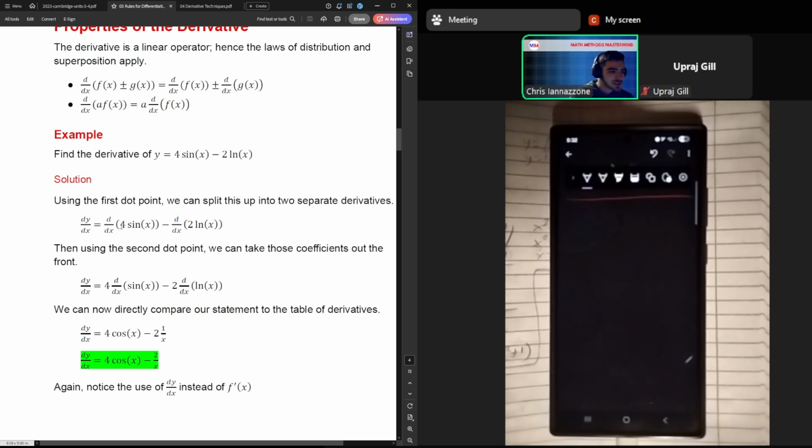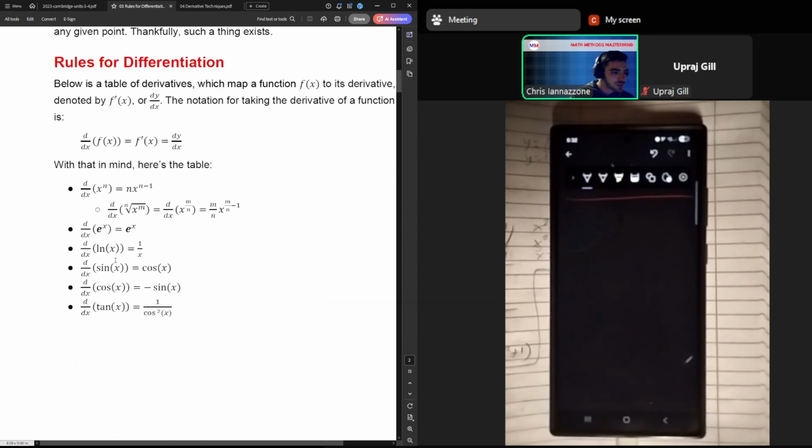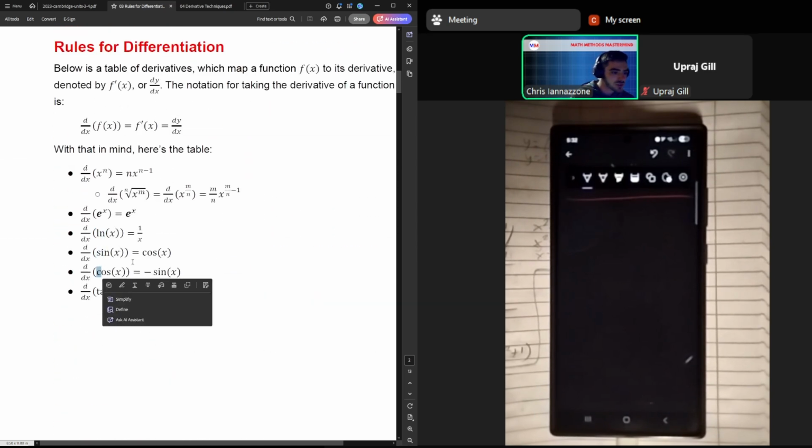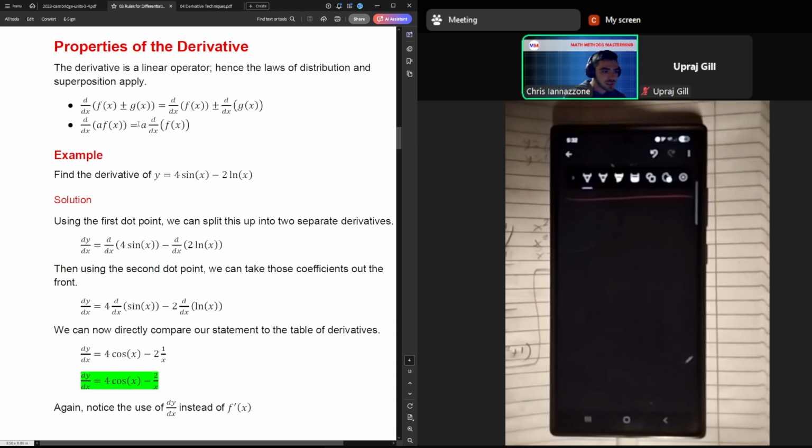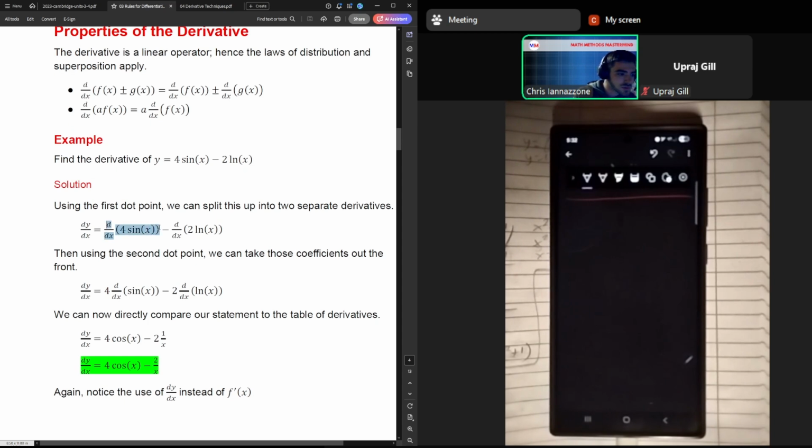The second thing is that normally these coefficients don't actually appear on our table of derivatives. There's no coefficient out the front of any of these. And so you can use this second property, which is that you can take coefficients outside as a multiplication at the end. So instead of having the derivative of 4 sine x, you now have 4 times the derivative of sine x. And same thing over here. Instead of minus this, you now take that 2 out the front.